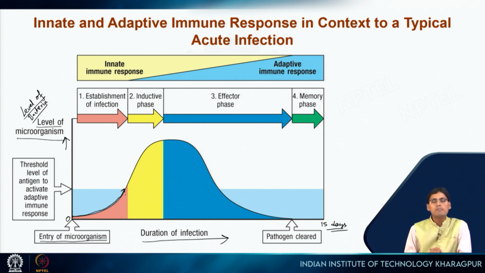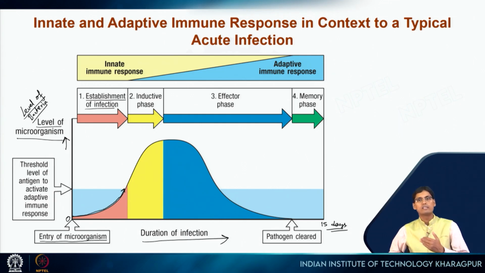And at this moment, from the bacterial point of view, it is trying to establish the infection. So this is the establishment of infection. But at this time point, from the very beginning, our innate immune system is trying to protect us, trying to kill bacteria by different methods I will be discussing soon.